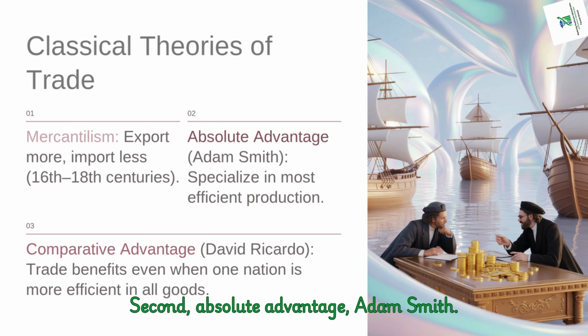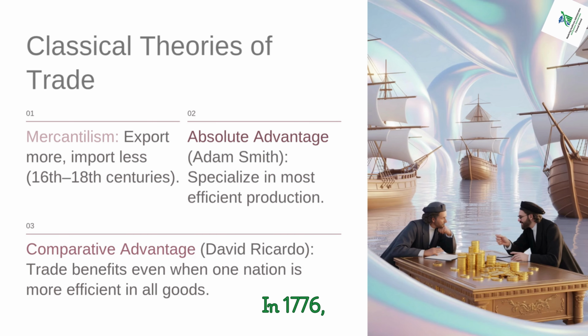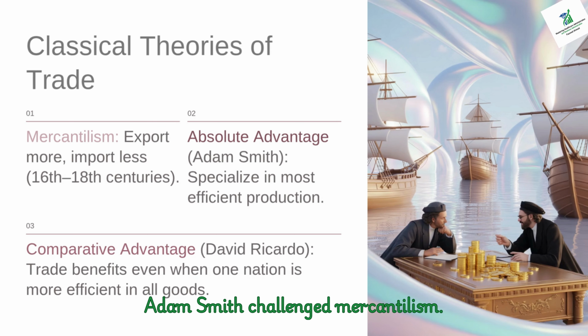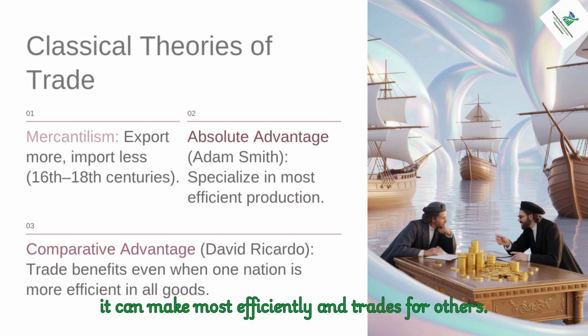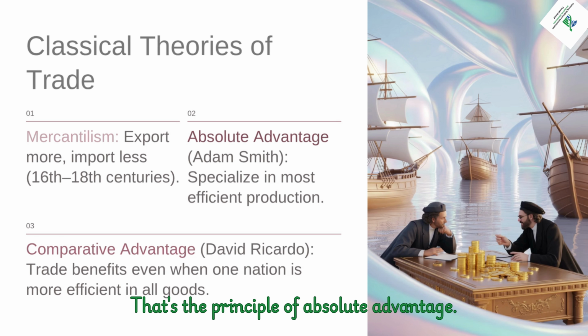Second, absolute advantage. Adam Smith. In 1776, Adam Smith challenged mercantilism. He argued that if each nation specializes in producing goods it can make most efficiently and trades for others, everyone benefits. That's the principle of absolute advantage.